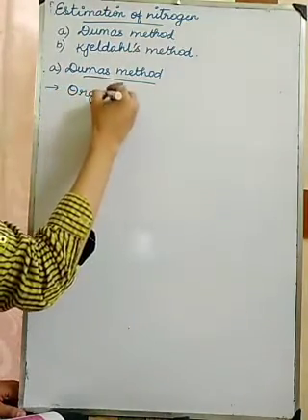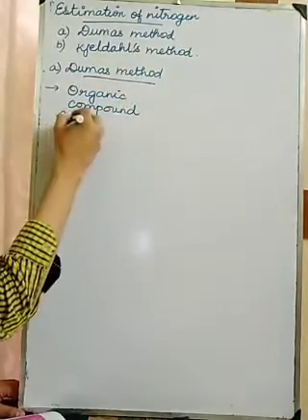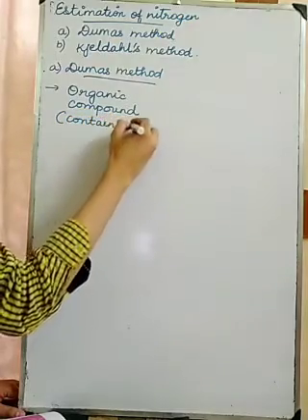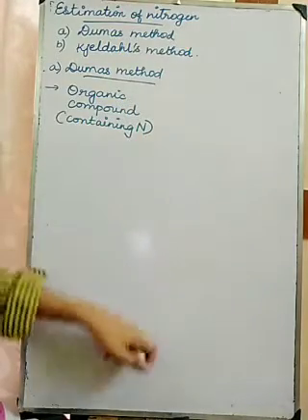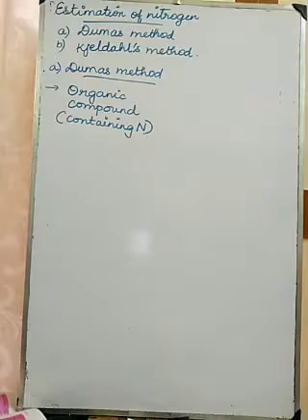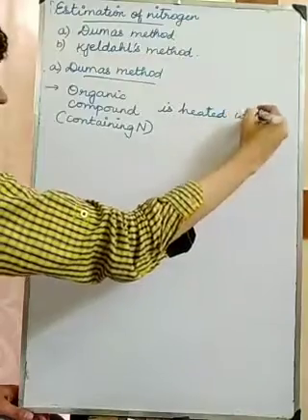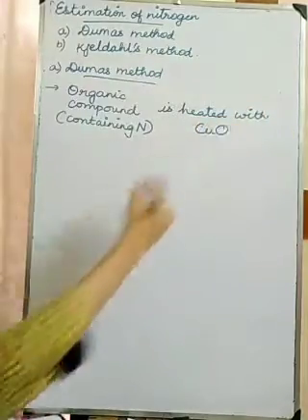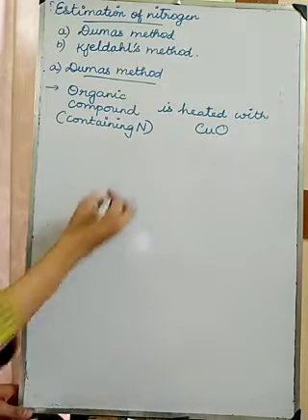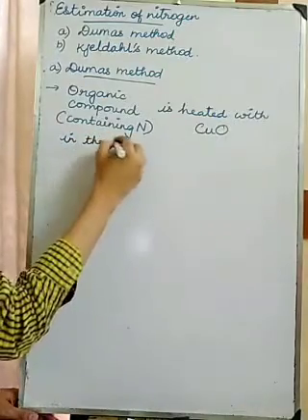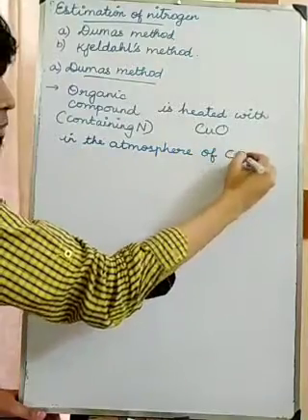First, the organic compound which contains nitrogen. Nitrogen only we are going to estimate. The organic compound which contains nitrogen is heated with copper oxide in the atmosphere of carbon dioxide.